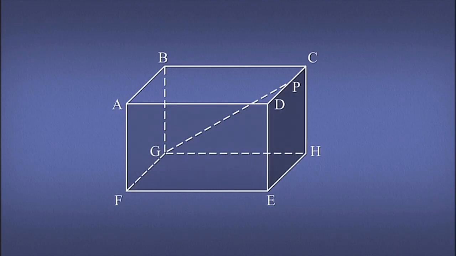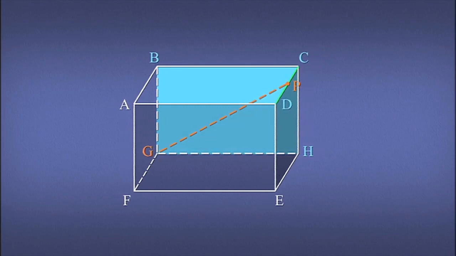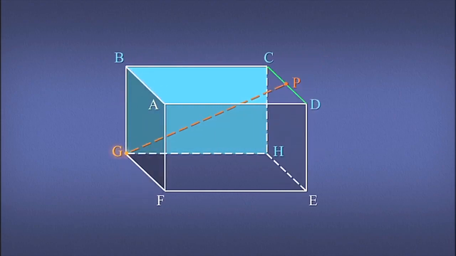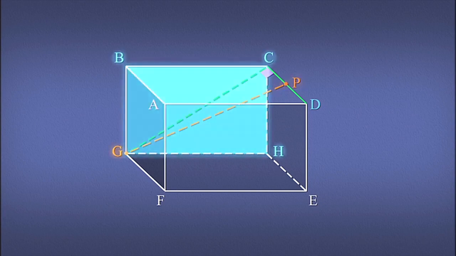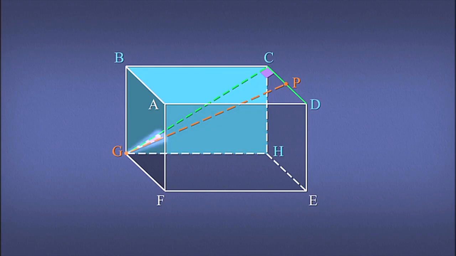Here is another cuboid. Point P is the midpoint of DC. Let's find the angle between the straight line PG and the plane BCHG. Point G touches the plane BCHG. Point G is the point of intersection. PC is perpendicular to plane BCHG. Then CG is the projection of PG on the plane BCHG. Angle CGP is the required angle between the line and the plane.